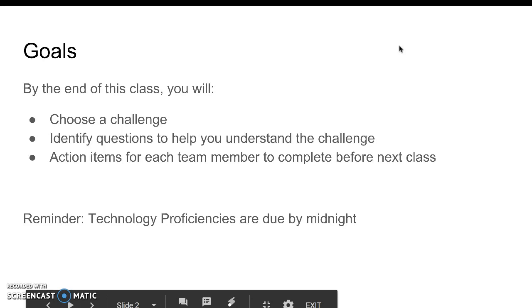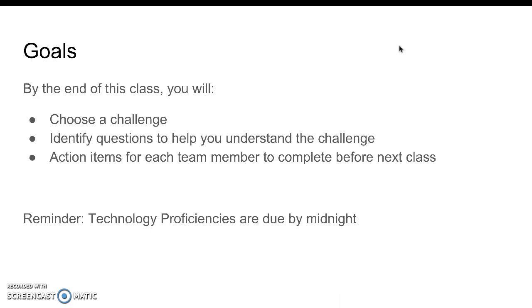So by the end of the session, you will choose a challenge with your teammates. Each of you brought in 2 to 3 things that you've identified that you might want to work on. Next, you'll identify questions to help you understand the challenge that you've identified. And then we'll create action items for each team member to complete before next class. And just a reminder that the technology proficiencies are due by midnight. If you have any questions, please email us and we will get back to you as soon as we can.